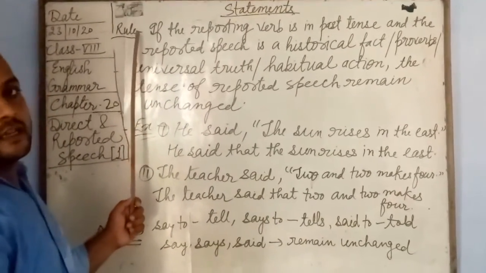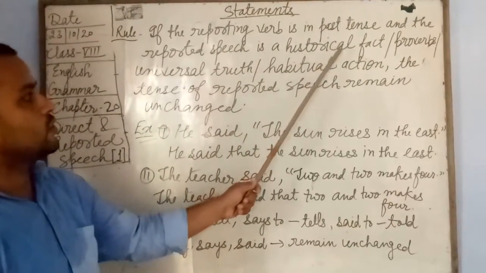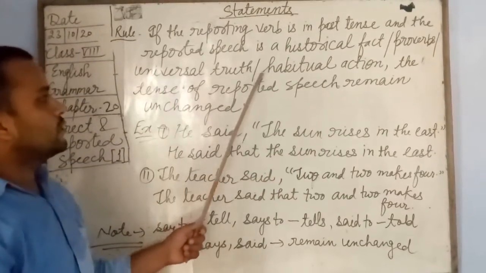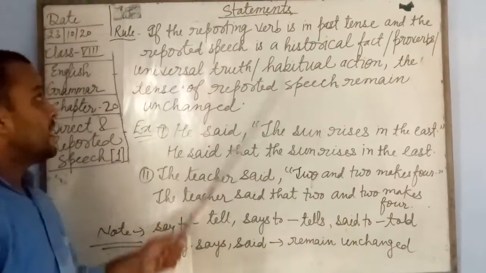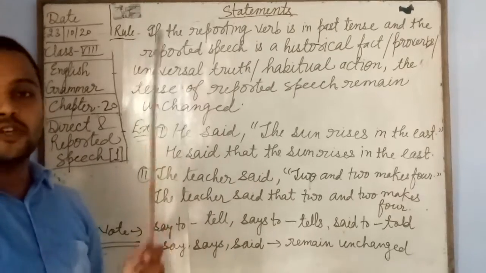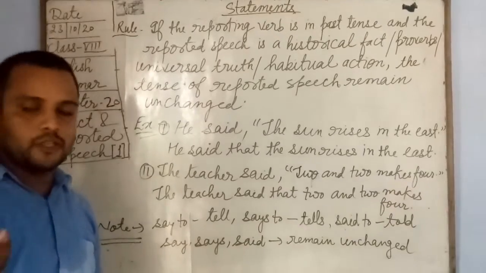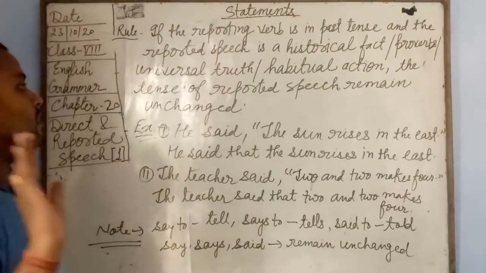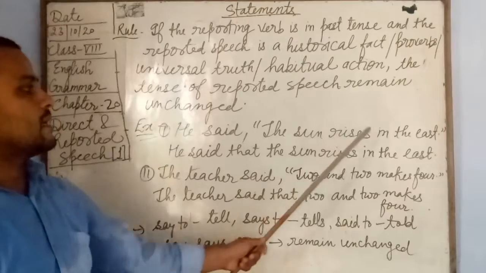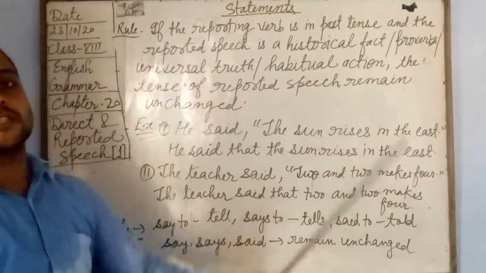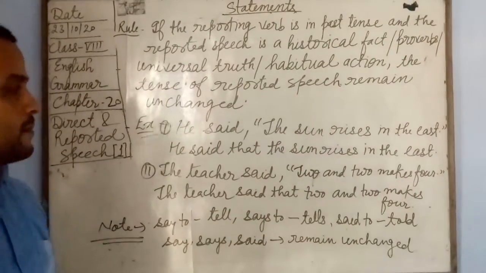Students, now see a very important rule. If the reporting verb is in past tense and the reported speech is a historical fact, proverb, universal truth, or habitual action, then the tense of reported speech remains unchanged. Now see the example. He said, the sun rises in the east. What is this? It is a universal truth. The sun always rises in the east. So the tense of reported speech will remain unchanged.